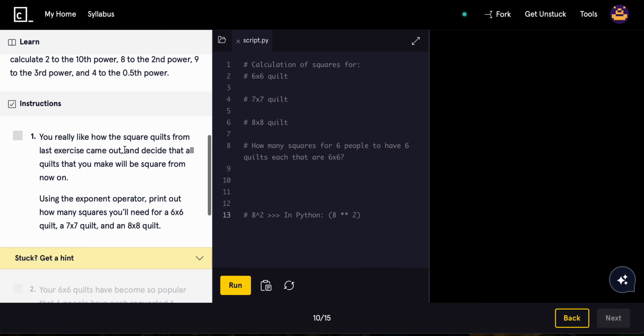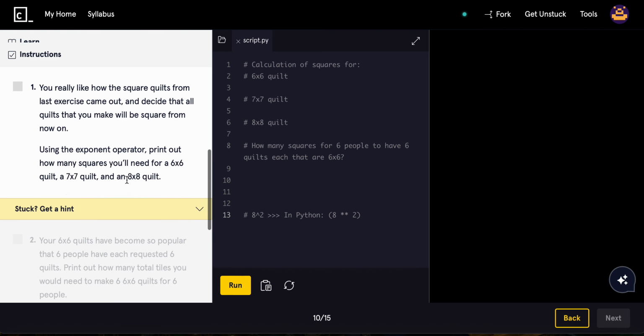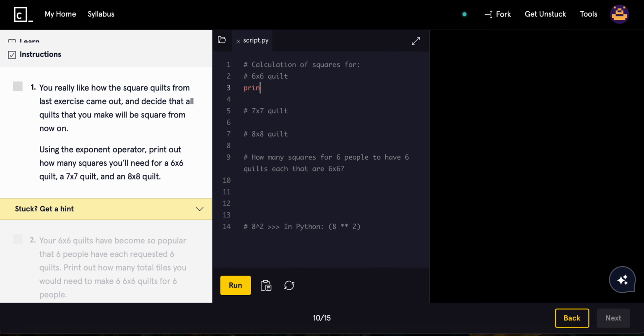So you really like how the square quilts from the last exercise came out and decide that all quilts will be a square from now on. So using the operator, print out how many squares will need to be 6 by 6, 7 by 7, and 8 by 8. So pretty easy. You just do print and then 6 ** 2.